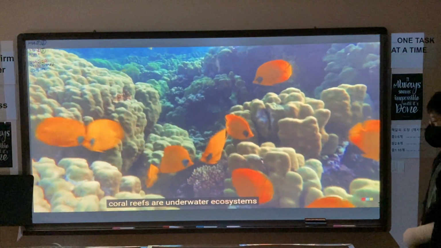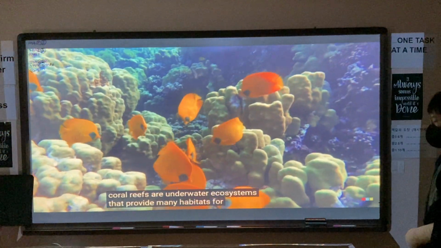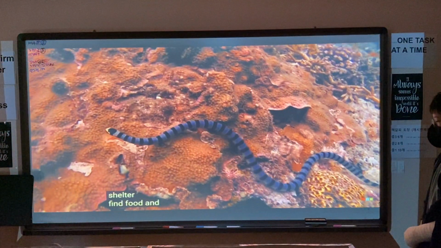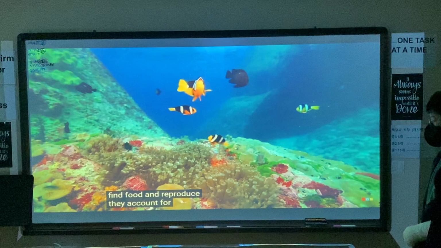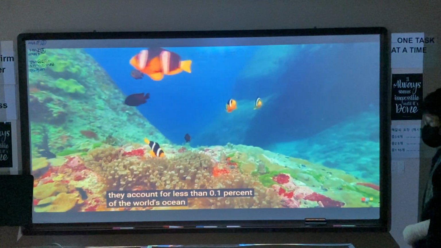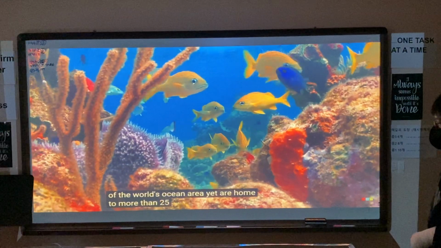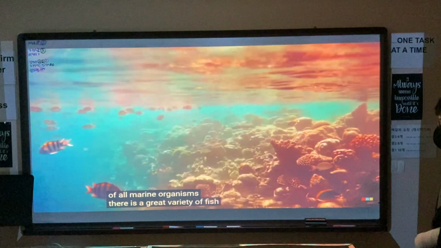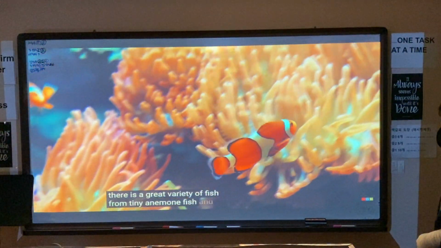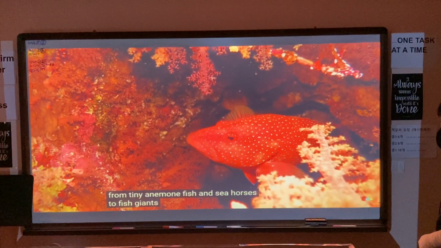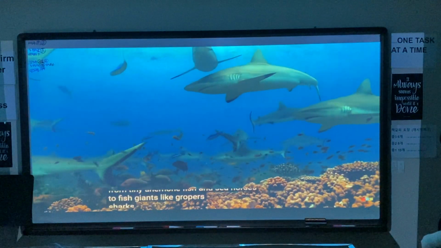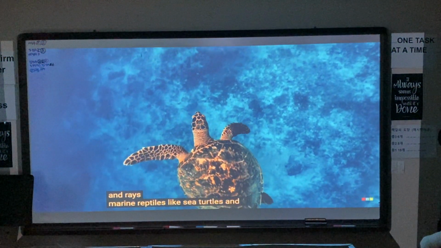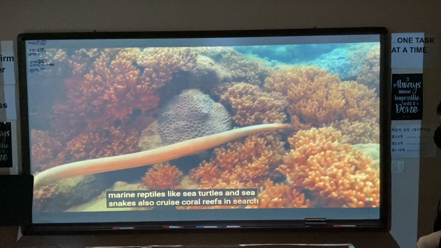Coral reefs are underwater ecosystems that provide many habitats for a huge diversity of marine animals to seek shelter, find food, and reproduce. They account for less than 0.1% of the world's ocean area, yet are home to more than 25% of all marine organisms. There is a great variety of fish, from tiny anemone fish and seahorses to fish giants like groupers, reef sharks, and rays. Marine reptiles like sea turtles and sea snakes also cross coral reefs in search of food.